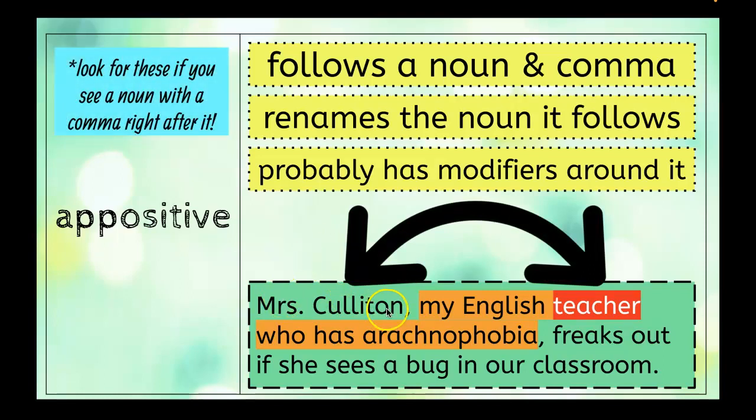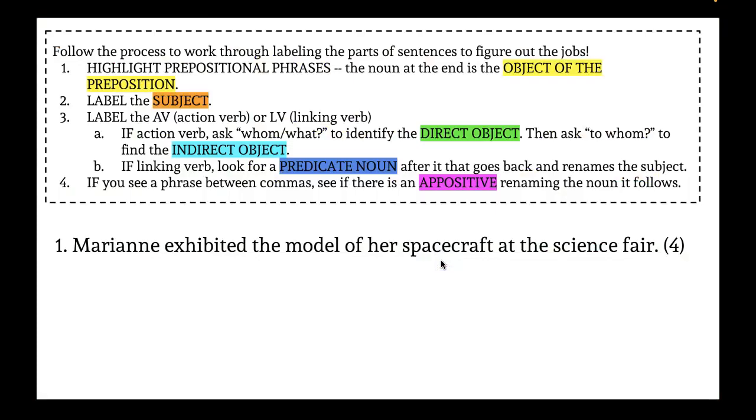And so we look for these if we see a noun that has a comma directly after it. So what you're going to do in your notes handout now is follow this process to try and practice labeling just the nouns. Do your best.